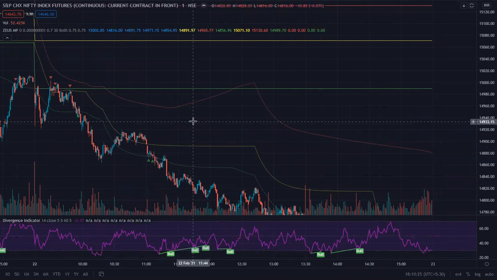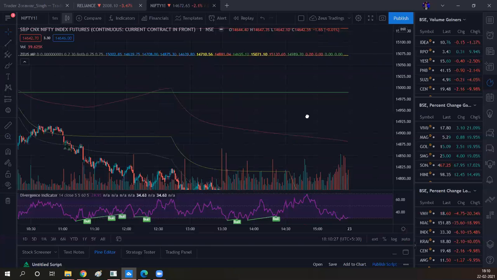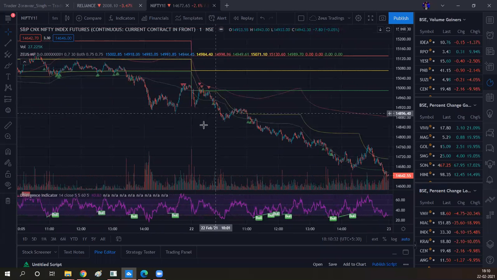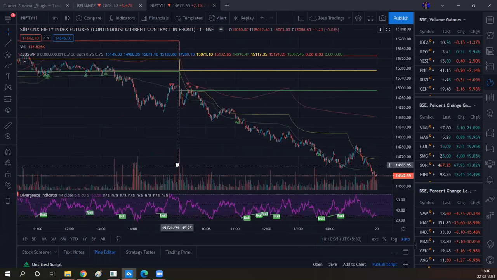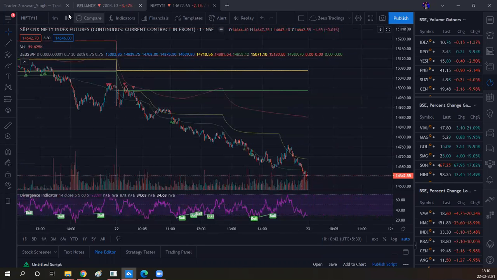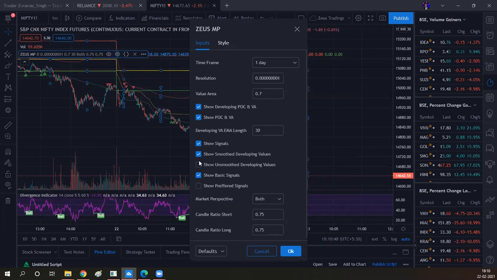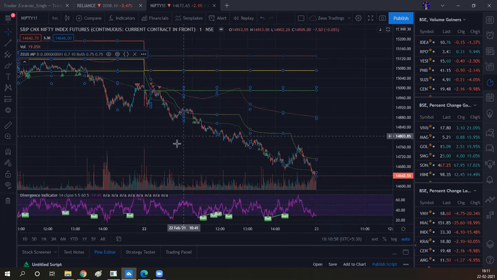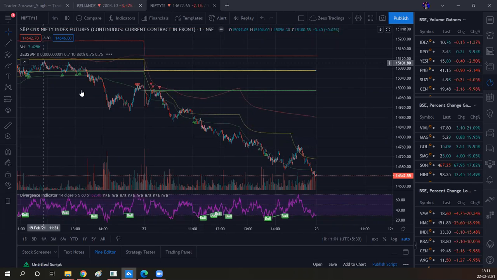Oh, okay, wait. What minute chart is this? Yes. So, wait. One second. Oh, that's why. Okay, this setting was changed. So you can tweak the settings however you like. Wait, let me just load this back.